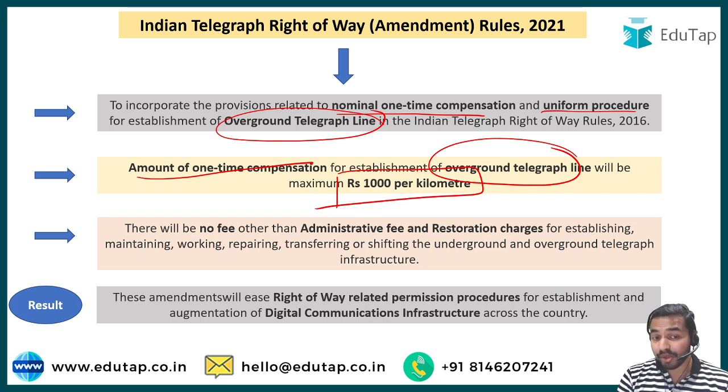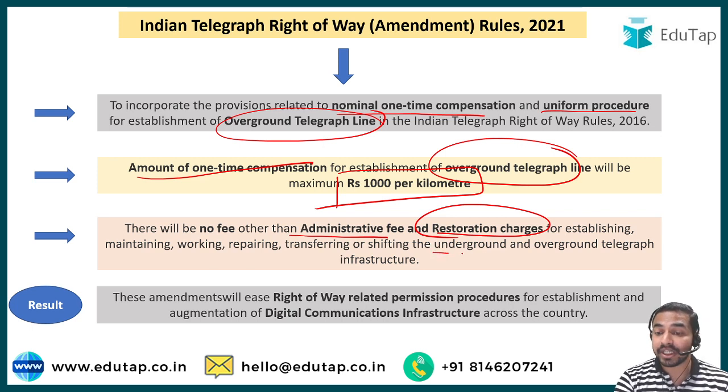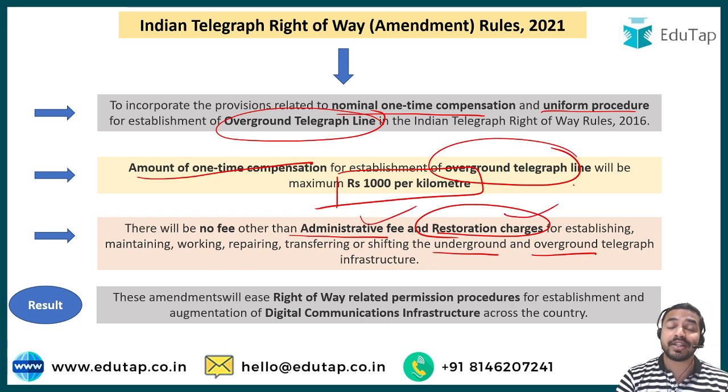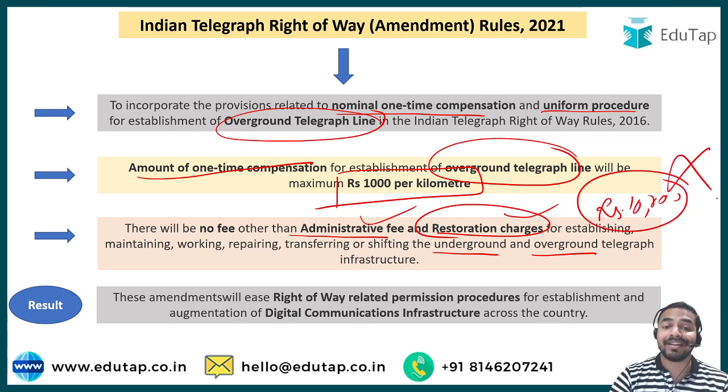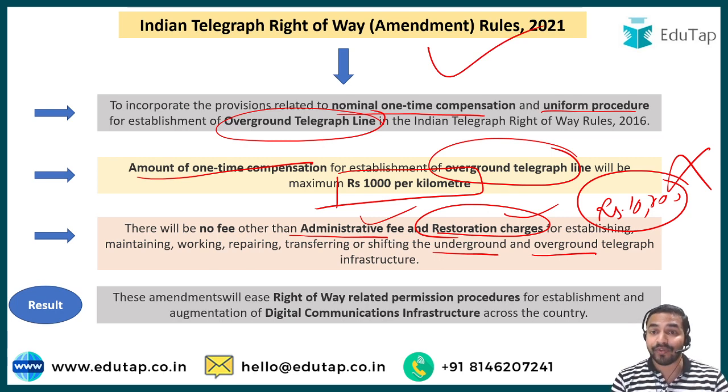But this particular rule also says that there will not be any other fee other than administrative fee and restoration charges for establishing, maintaining, working, repairing or shifting the underground and overground telegraph infrastructure. And that was the reason that the third statement given in the question becomes incorrect, because there it is written that apart from administrative fee and restoration charges, there will be an additional cost of rupees 10,000, which is incorrect as per the Indian Telegraph Right of Way Amendment Rules 2021, and that is the reason this particular statement becomes incorrect.